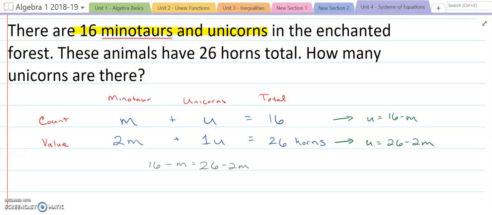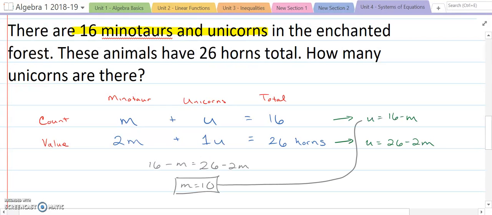Easy peasy lemon squeezy to solve that out. I end up with 10 minotaurs. But that's not what I asked you for. I asked you for how many unicorns there are. Just like in a point of intersection, once you get half of it, you need to plug it in to get the other part. For the unicorns, it's 16 minus the 10. There are 6 unicorns.